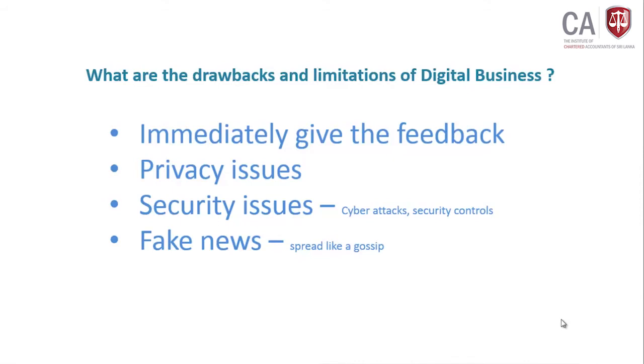In the immediate feedback we talked about, people will give immediate feedback. Let us say that once you publish an advertisement in social media, immediately somebody will give wrong feedback, saying your objective will not be reached.